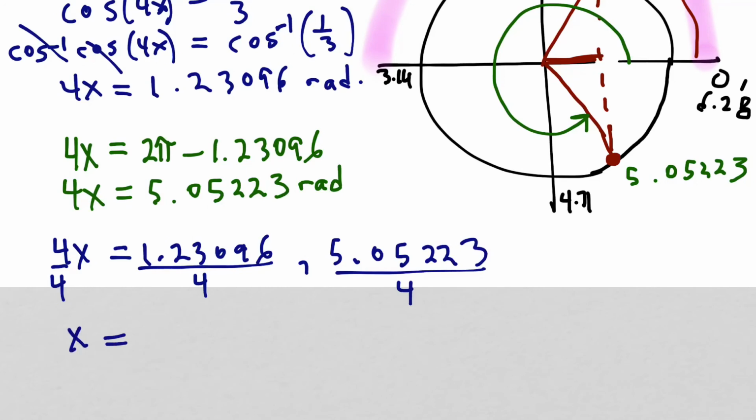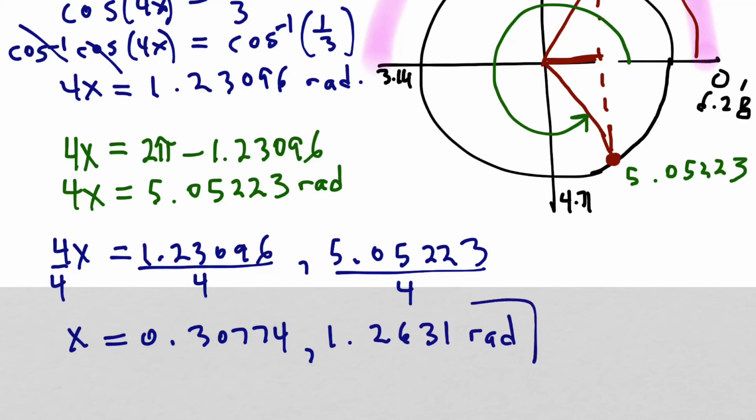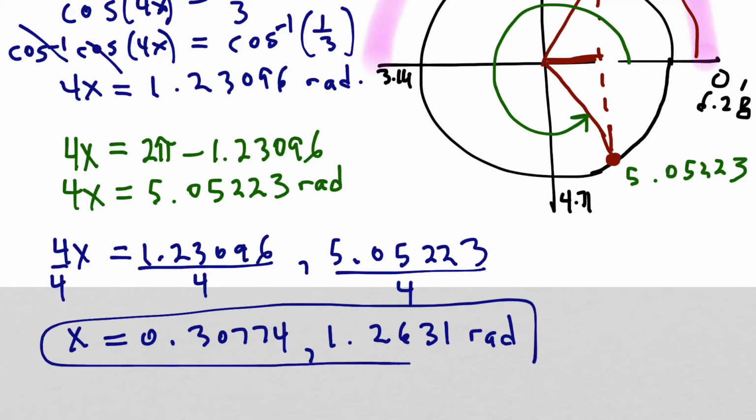So if you type that into the calculator, you're going to get 0.30774 radians and 1.2631 radians. Those are going to be my two smallest solutions. Of course, there are other ones, and the reason I know that is because of this period change here. There's going to be more, but it only asked for the two smallest ones. So we're done at that point.